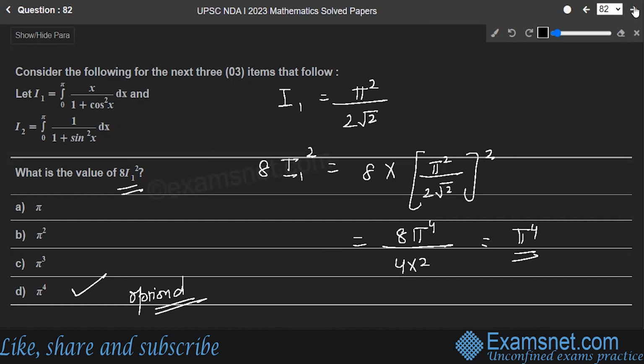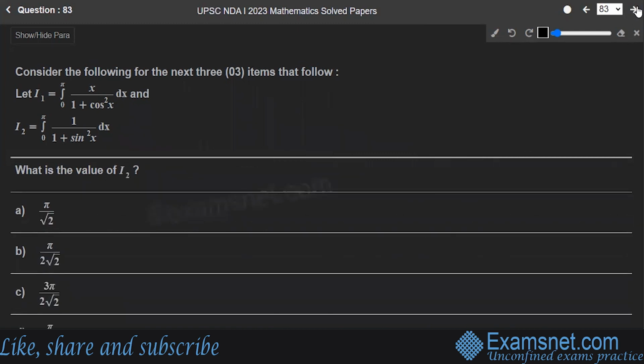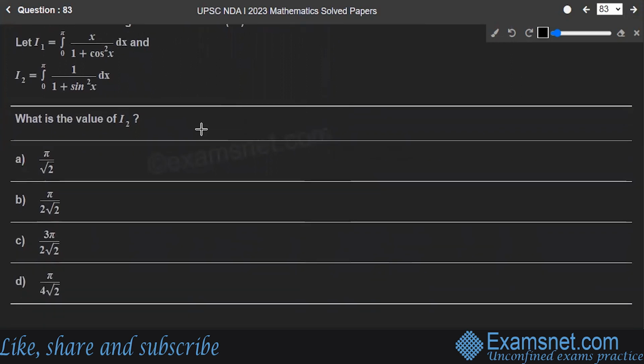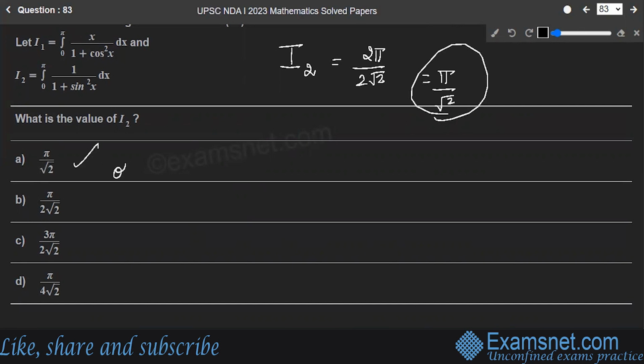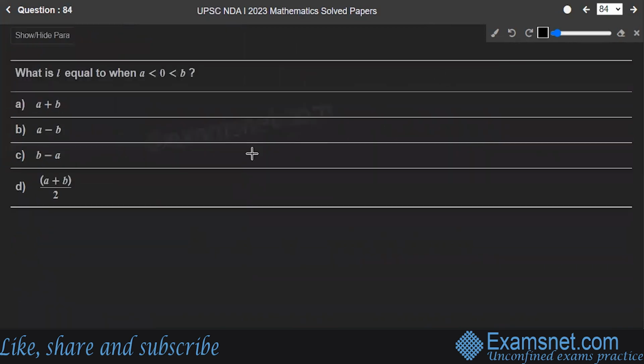Hope you got that. Next is 83rd question. Now you have to find out the value of I2. Okay, what is the value of I2? We just calculated it already, actually. The I2 was equal to 2 pi upon 2 root 2. This is not in the options, but okay, fine. This is equal to pi by 2. That means option A is the correct answer to the question. Hope you got this. Next is question number 84.